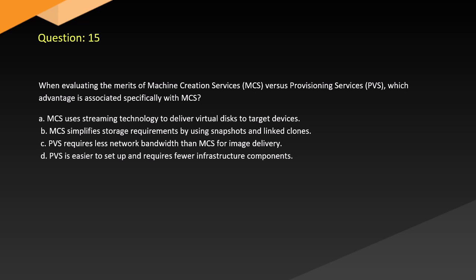Question 15. When evaluating the merits of Machine Creation Services (MCS) versus Provisioning Services (PVS), which advantage is associated specifically with MCS? A. MCS uses streaming technology to deliver virtual disks to target devices. B. MCS simplifies storage requirements by using snapshots and linked clones. C. PVS requires less network bandwidth than MCS for image delivery. D. PVS is easier to set up and requires fewer infrastructure components.